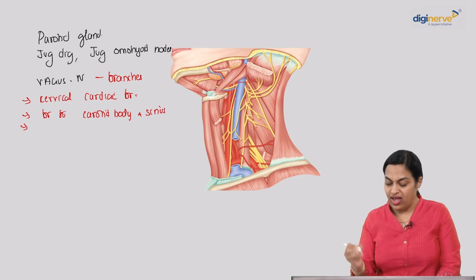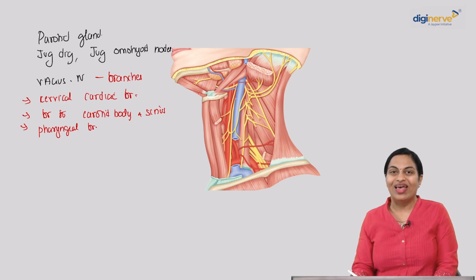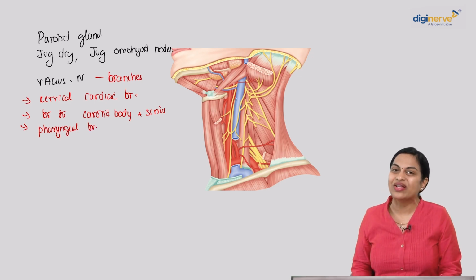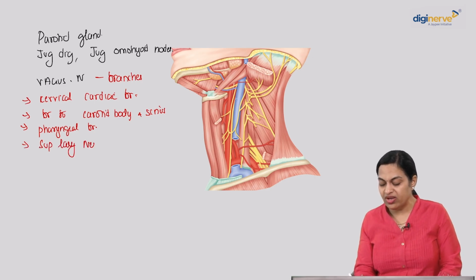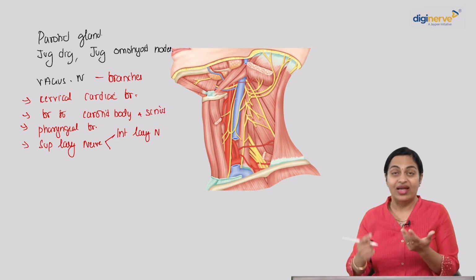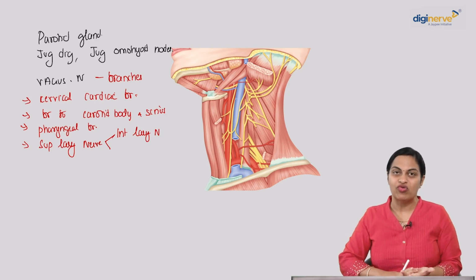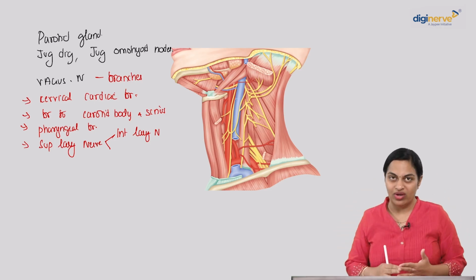Okay. And then the pharyngeal branch of vagus supplies the muscles of the pharynx, except stylopharyngeus, which is innervated by the glossopharyngeal nerve. It gives off the superior laryngeal nerve. The superior laryngeal nerve will divide into the internal laryngeal nerve. We just now saw about it. It pierces the thyrohyoid membrane. It traverses through the piriform fossa to supply the mucosa above the level of the vocal cord.